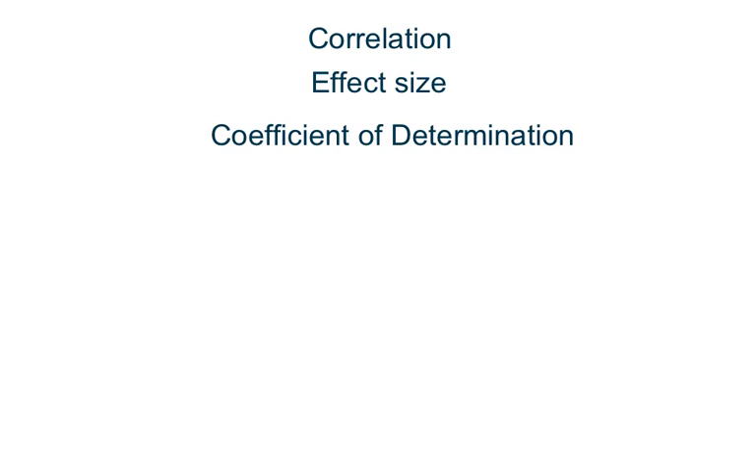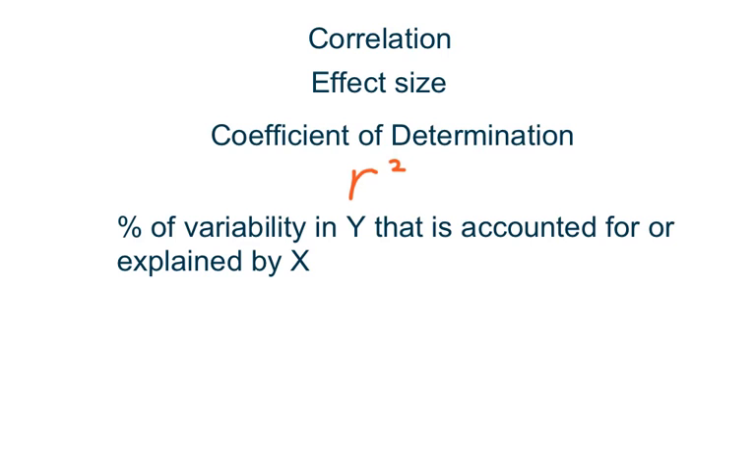The coefficient of determination sounds very, very fancy, but you know what? It's probably the easiest statistic you will calculate in this entire class because the formula for it is R squared. That's it. You just square the correlation coefficient. And what this tells us, now this is a little bit tricky, a little bit hard to wrap your brain around, but R squared, or the coefficient of determination, is the percent of variability in y that is accounted for or explained by x. Now that's kind of a mouthful too, so let me see if I can draw it out and help you understand it a little bit.